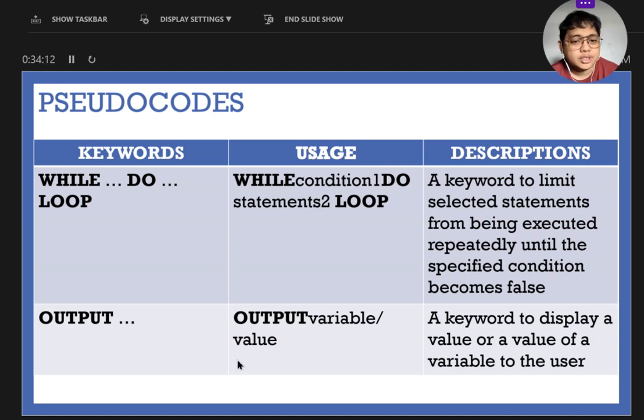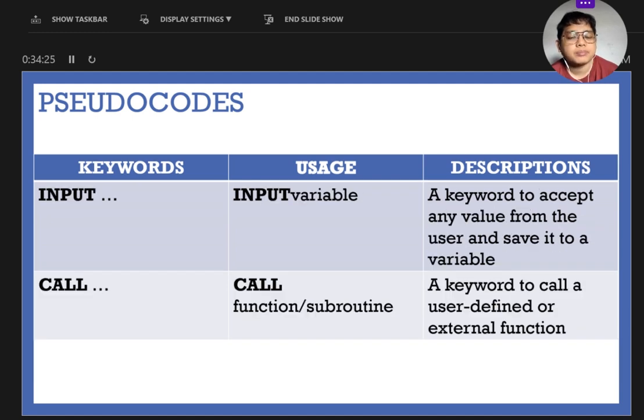Next, we have the output. This is the usage on how to use output. It is a keyword to display a specific value or the value of a variable to the user. Next, we have the input. This is how to use the input. It is a keyword to accept any value from the user and save it to a variable. And lastly, we have the call. The usage is this one. It is a keyword to call a user-defined or external function.